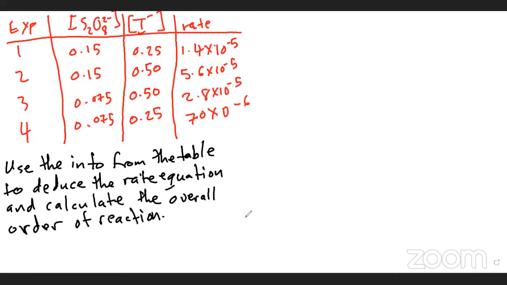So we need the rate of reaction in terms of S2O8. Quickly, which two experiments can I use to calculate the order for S2O8? Okay, 2 and 3. Yes, 2 and 3 can be used. And 1 and 2? No, 1 and 2 would be for iodide. Yes, sorry about that.